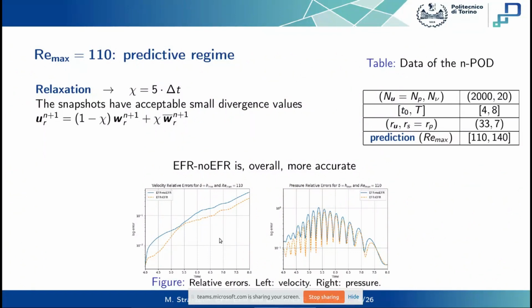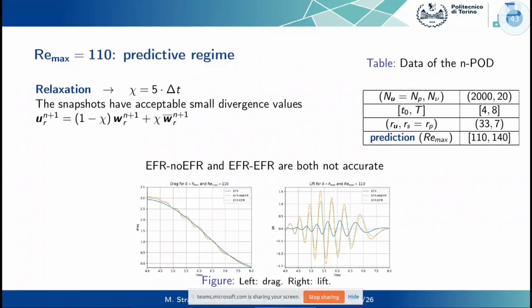We are overall more accurate for both variables. I'm showing you the drag and the lift coefficient, but now you have understood that it's almost impossible to recover these two quantities. But what happens if I go further with the Reynolds number in the prediction? I stress that here we are not collecting information for higher Reynolds, so we are basing our prediction only on the snapshots that are from 65 to 100.